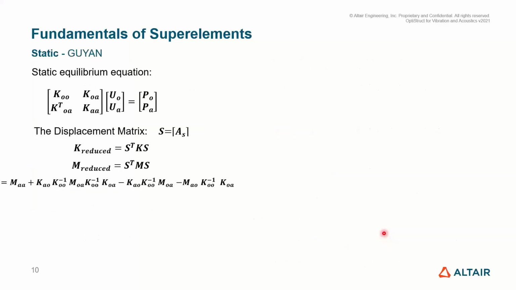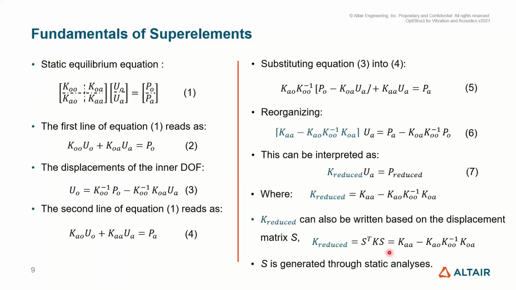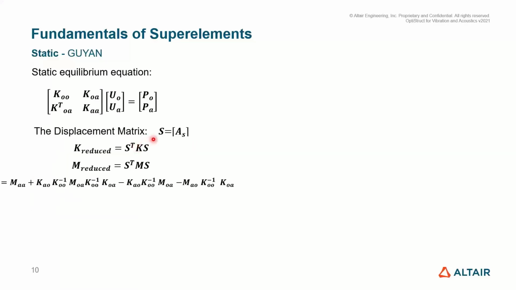So this is Gaussian method. We obtain a transformation AS, which consists with this previous partition and reorganization. We obtain this transformation. Then we can reduce stiffness and the matrix.